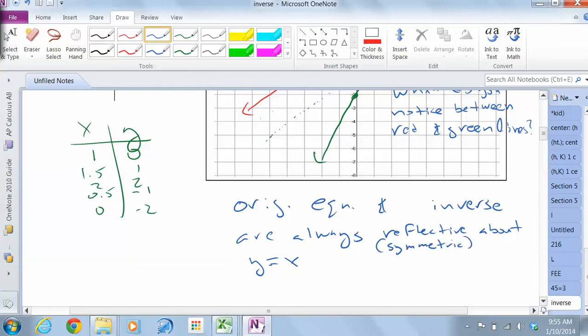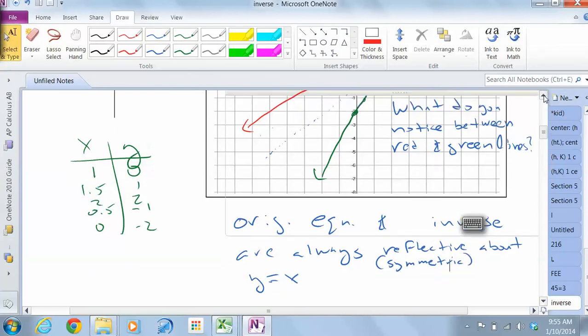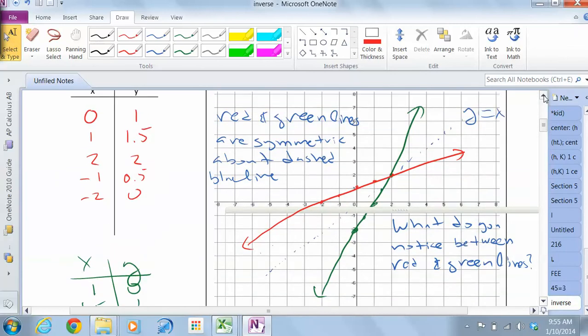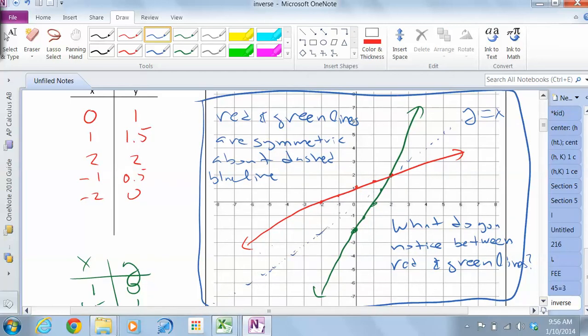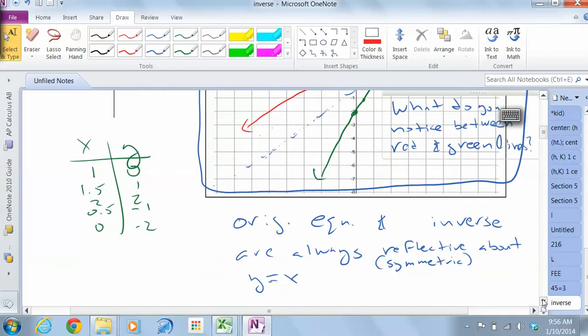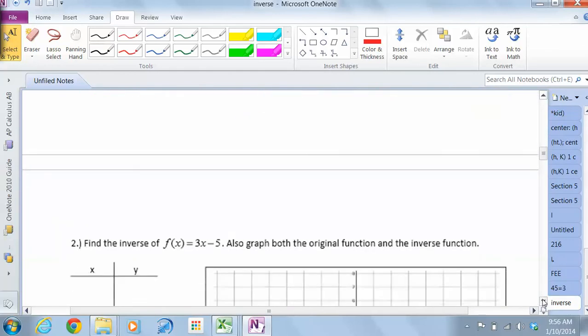So if I were to cut out a square piece of paper using this entire coordinate plane, and if I folded it along the dashed blue line, you would see that the red and green lines would exactly map onto each other. So that's kind of the whole concept of an inverse: when you switch x and y, we'll see that the equation will be reflective or symmetric about y equals x. Let's do one more, and then we'll end the video.